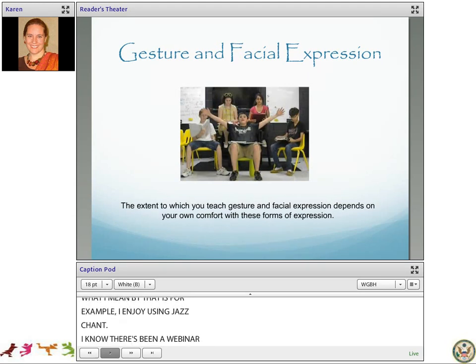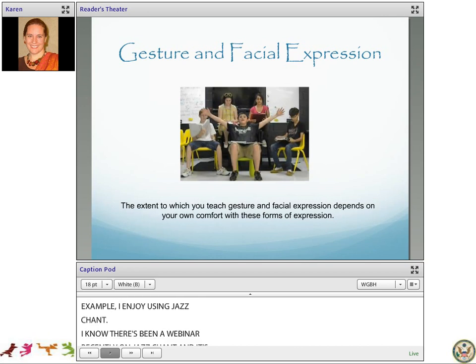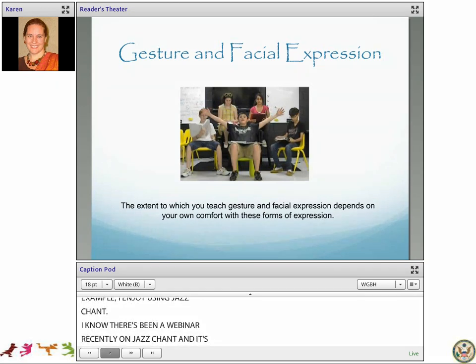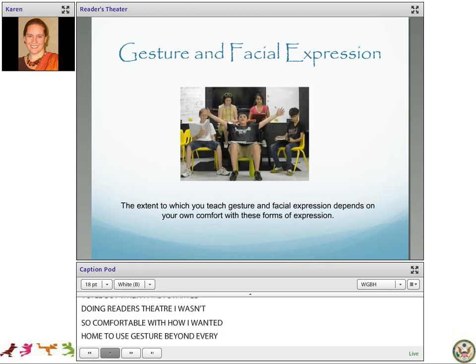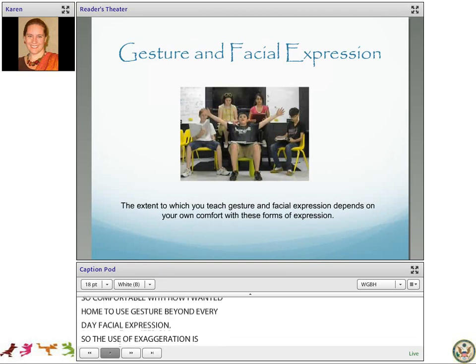Now, some people feel very comfortable teaching jazz chants, and others feel uncomfortable and have to really grow in that comfort. With acting, I would say that I'm comfortable with the use of my voice, but when I first started doing readers theater, I wasn't so comfortable with finding out how I wanted learners to use gesture beyond sort of everyday gesture and facial expression. So that use of exaggeration is something that you as a teacher may grow into. It may be a learning curve for you.